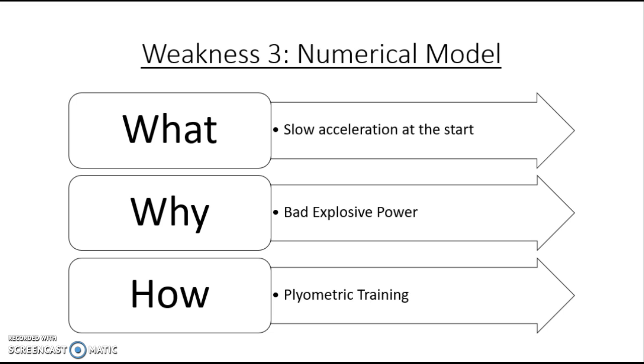Ewan's last weakness was slow acceleration at the start of his sprints. This is from having bad explosive power, which is letting down his start of the race. We see that Ewan's acceleration is poor from the data. We see that once he has accelerated, he is one of the fastest, but his start is one of the slowest. To improve this, we will do plyometric training.